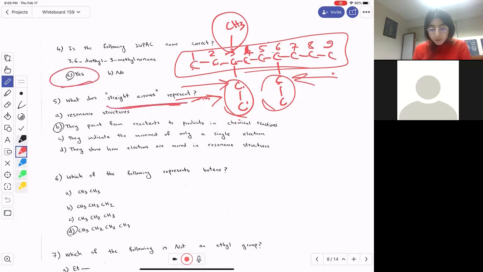Straight arrows represent, you know, study the arrow formalism. I put that in the study guide too. Straight arrows point from reactants to products in chemical reactions.